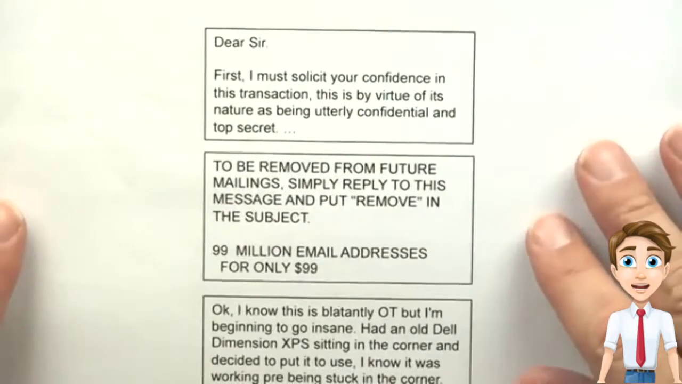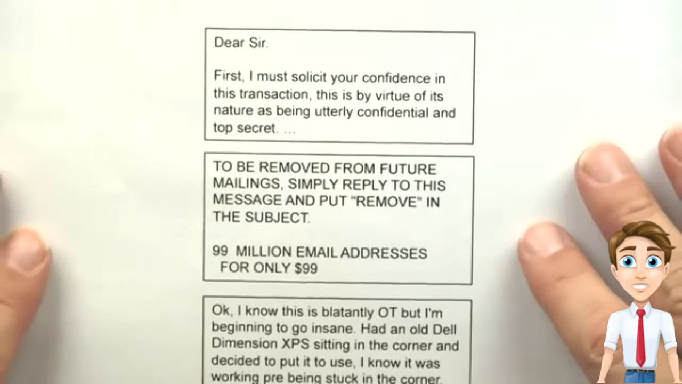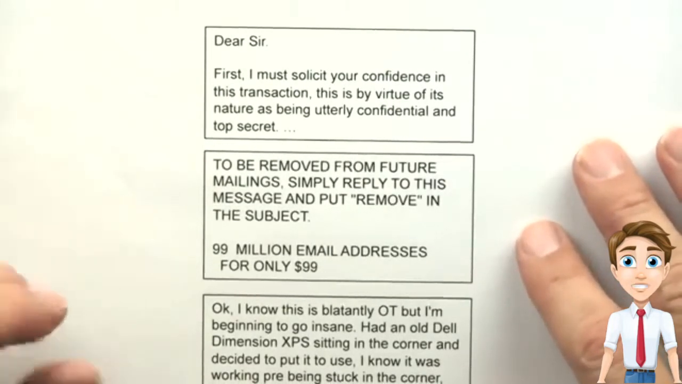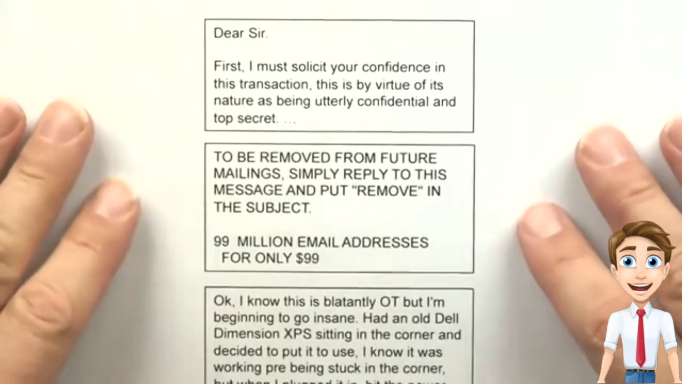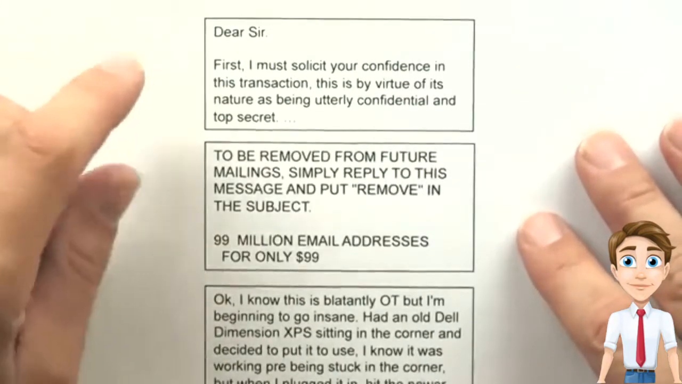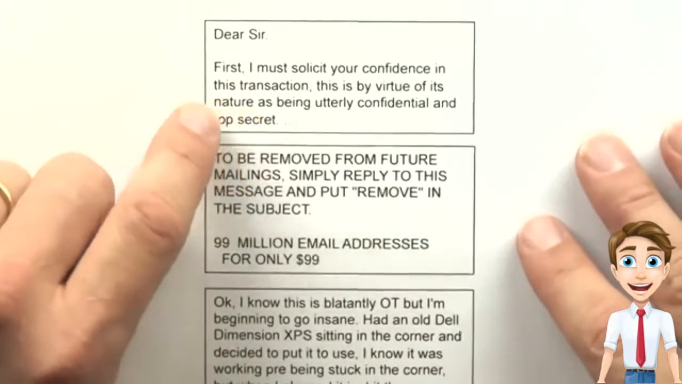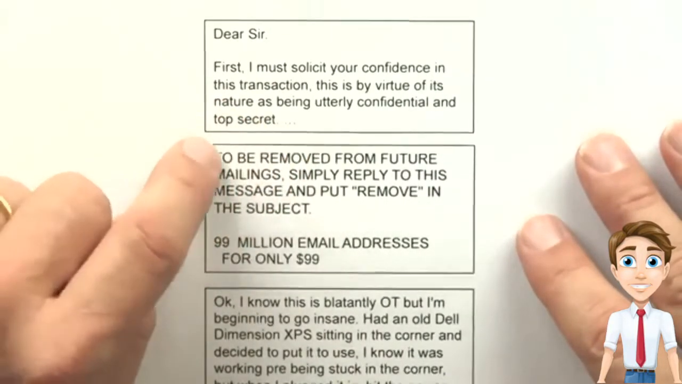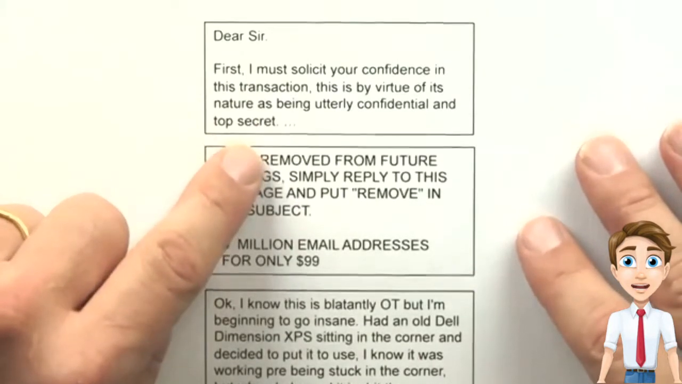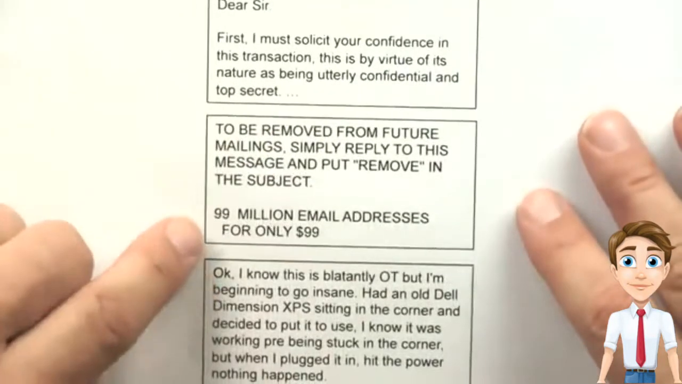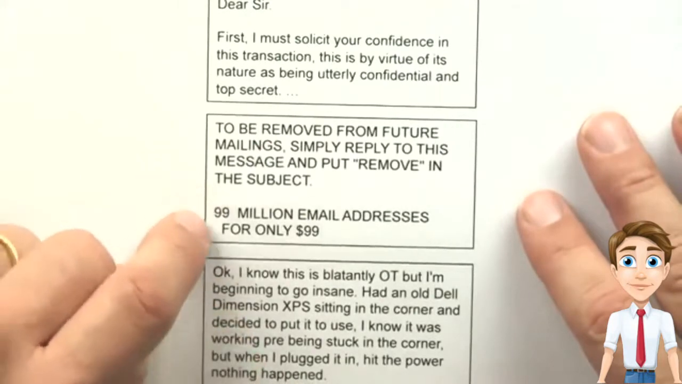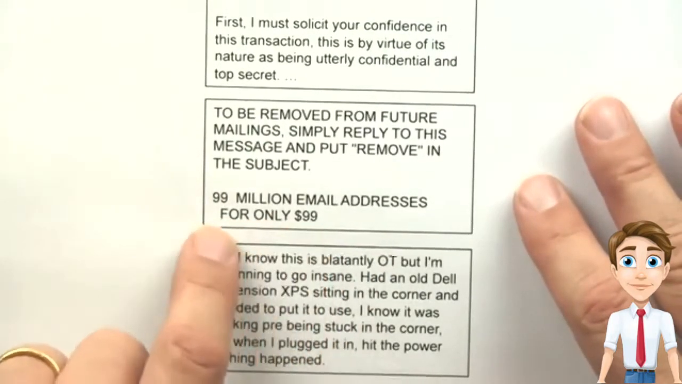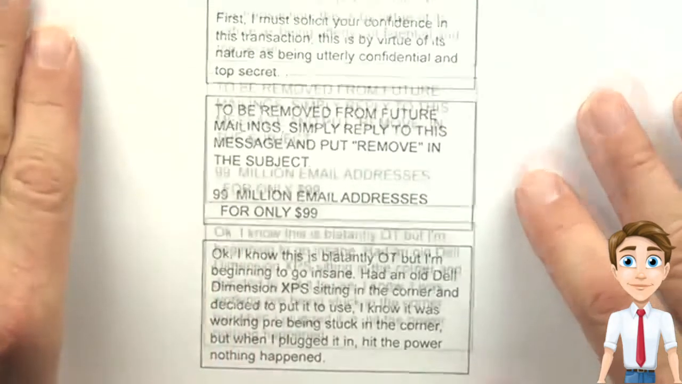So a really important example of machine learning is spam detection. We all get way too much email, and a good number of those are spam. Here are 3 examples of email. Dear sir, first I must solicit your confidence in this transaction. This is by virtue of its nature as being utterly unconfidential and top secret. This is likely spam. Here's another one in upper caps. 99 million email addresses for only $99. This is very likely spam.